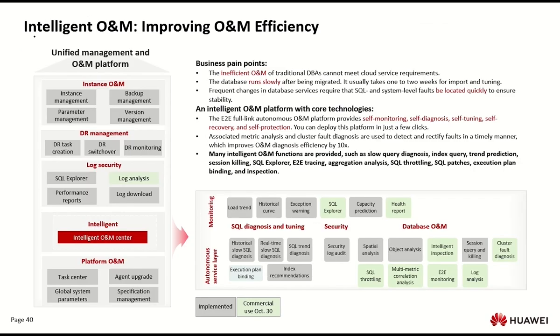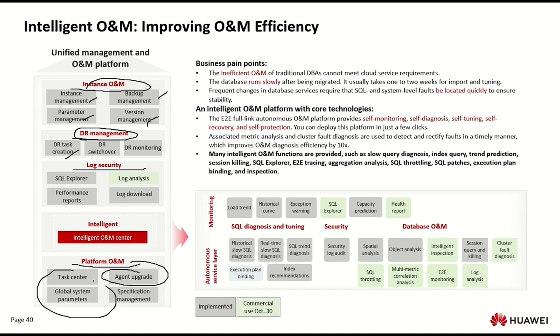Operation. We do have the basic operation features, like we can administer all the instances to do a backup, instance management, parameter configurations, and version management. You can also use our OM to do all the DR features. For example, you can create a DR environment between two database clusters and so on. You can use the log security features, and also the platform operation features. For example, you can do agent upgrades and monitor all the tasks.